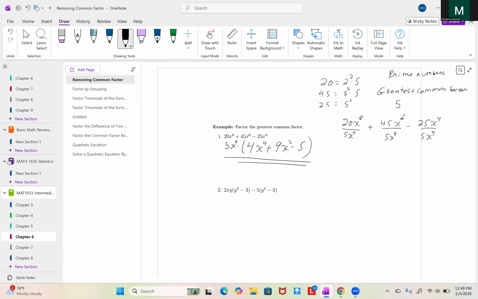The second example, we have two terms here. This is the first term and this is the second term. Now, the greatest common factor for these terms is not a monomial, it's a binomial. y squared minus 3 occurs in each term. So that is the greatest common factor, y squared minus 3. We pull it out. And what are we left with? When we pull it out, we're left with 2x y minus 5. So we factored it now, okay?